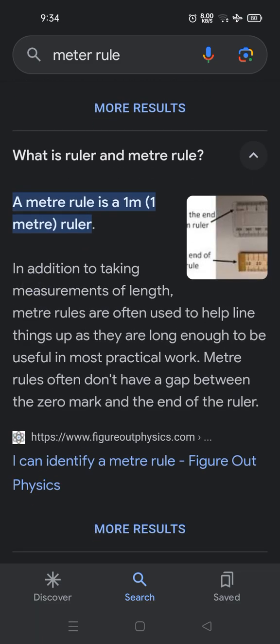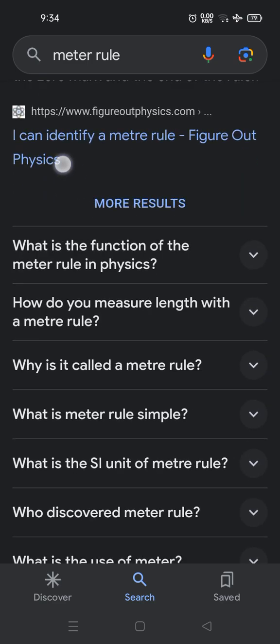What is ruler and meter rule? A meter rule is a 1 meter ruler. In addition to taking measurements of length, meter rules are often used to help line things up as they are long enough to be useful in most practical work. Meter rules often don't have a gap between the zero mark and the end of the ruler.